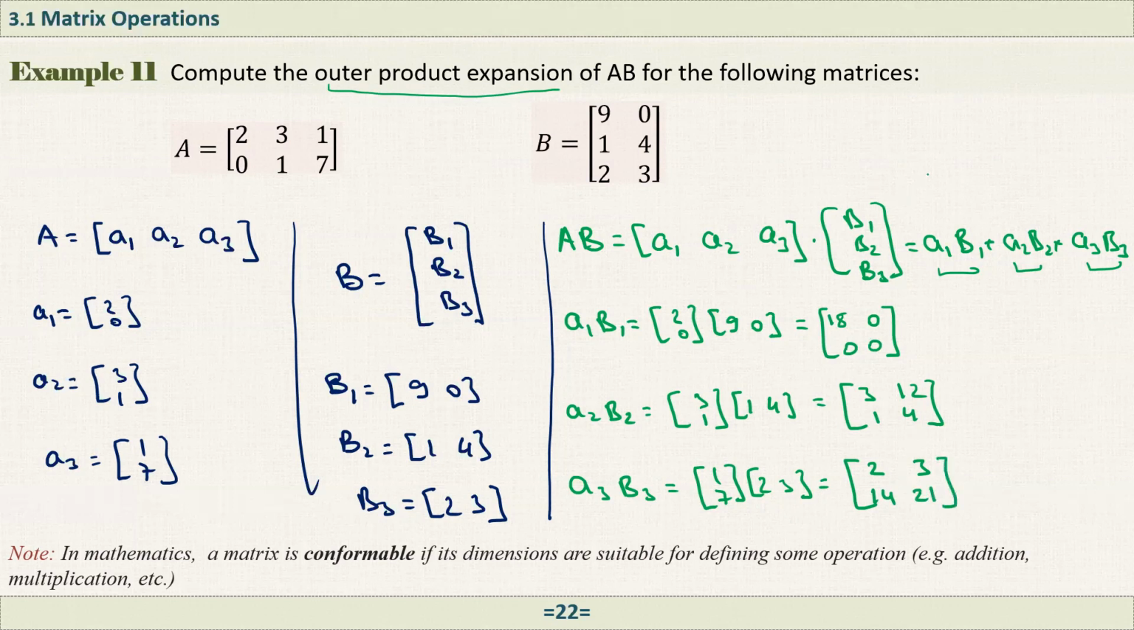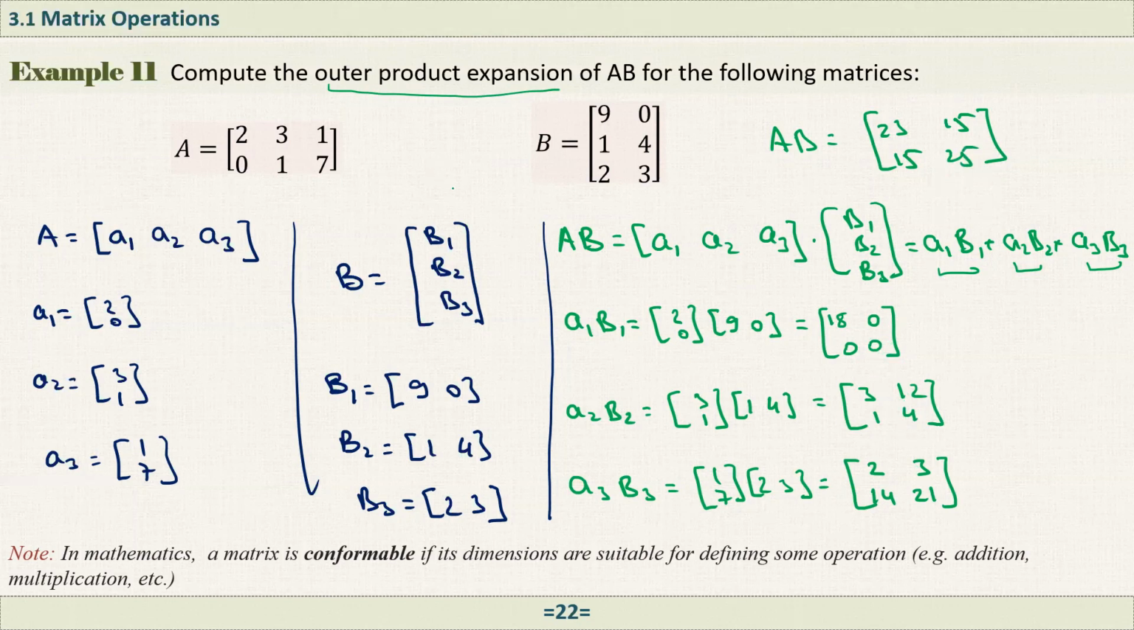Now to get the answer here, let's write that AB then equals, we should just add the first components, 18 plus 3 plus 2. That's equal to 23. Because this product is just equal to the sum of these matrices, right? So 0 plus 12 plus 3, that is 15. And here we have 0 plus 1 plus 14, that's equal to 15. And 0 plus 4 plus 21, that is 25.